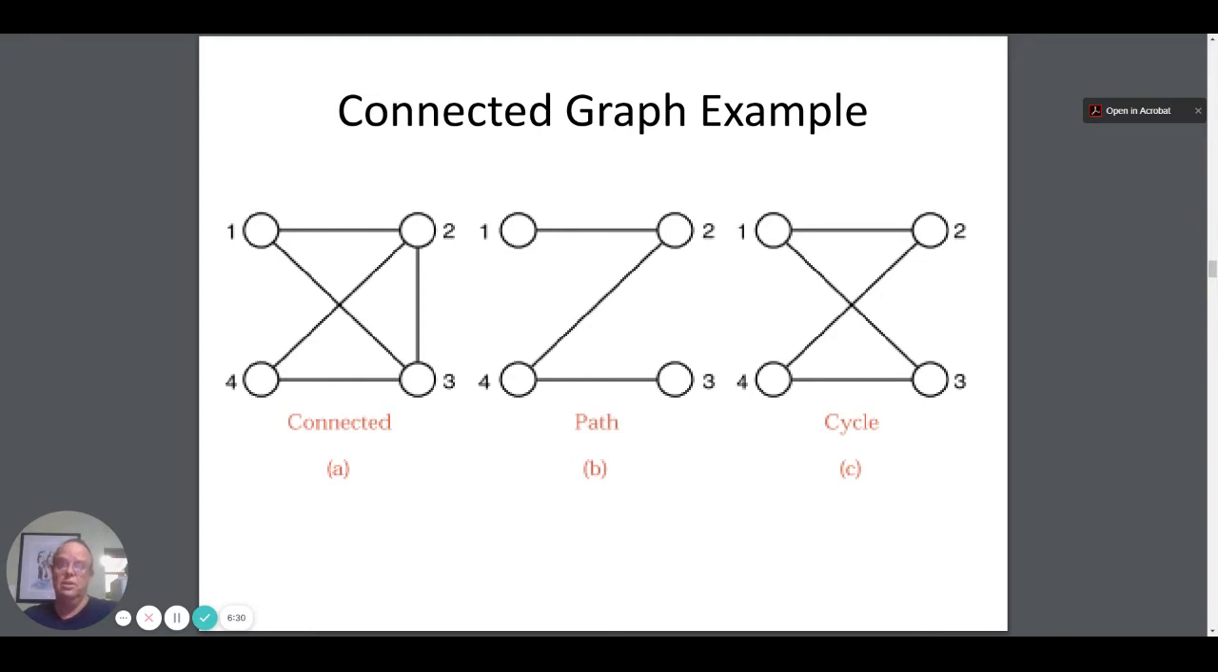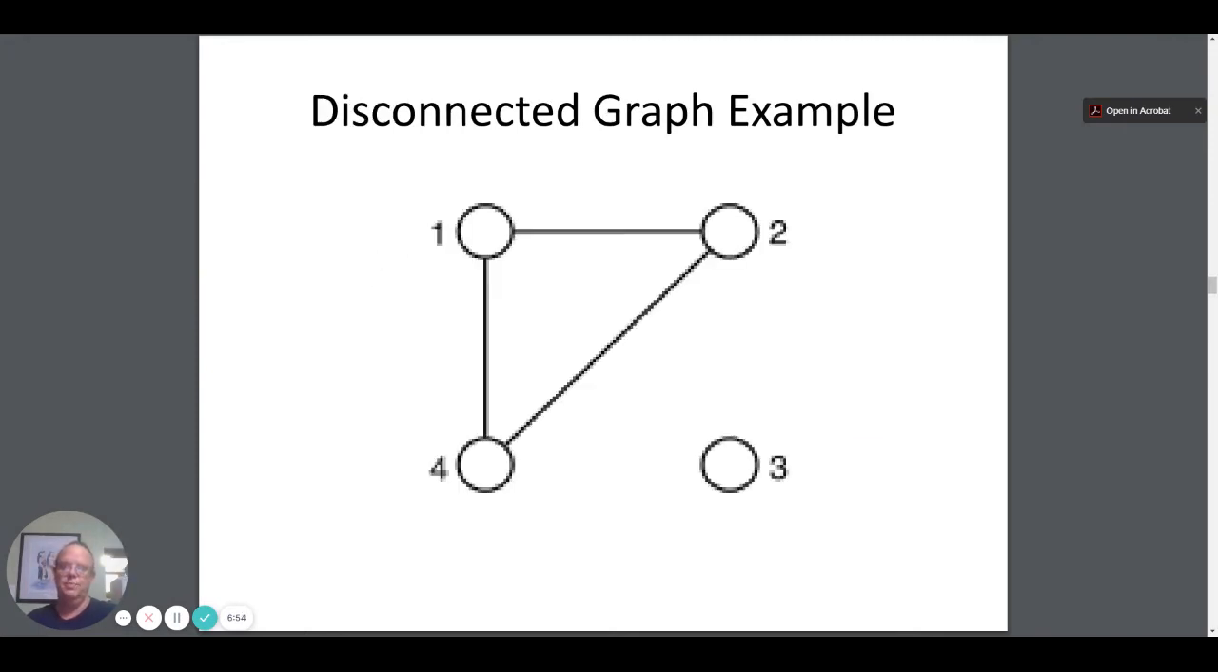These are connected graphs. On these, they're undirected graphs. In the first one, we can get from 1 to any other vertex. It could be a path from 1 to 2 over to 4 and then to 3. And if we wanted to find a cycle within that graph, we could go 1 to 2 to 4 to 3 and then back to 1, and that would be a cycle.